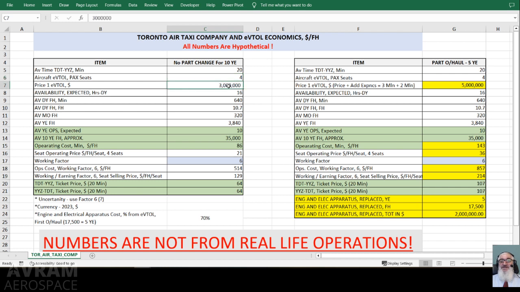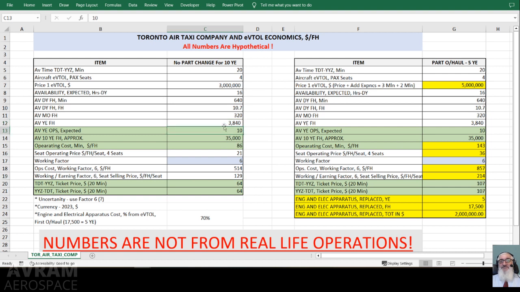Let's say we paid $3 million for one eVTOL, and we are expecting availability of 16 hours per day at the technical work rate. Daily utilization based on these numbers is going to be 640 minutes, or 10.7 flight hours per day on average. Monthly, I'm using Microsoft Excel, which helps us. It's going to be 320 flight hours, and per year 3,840.